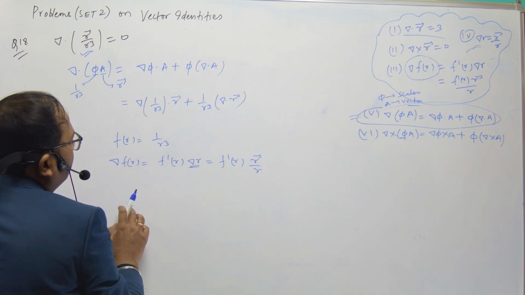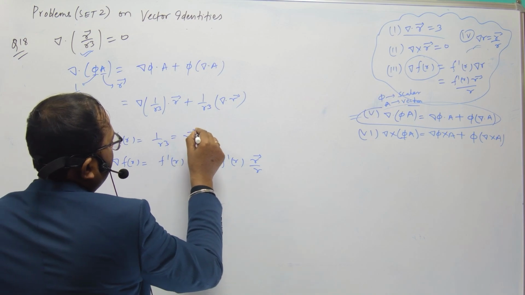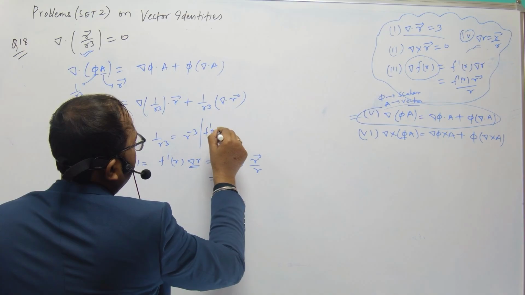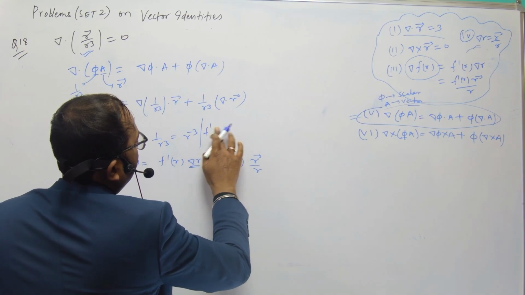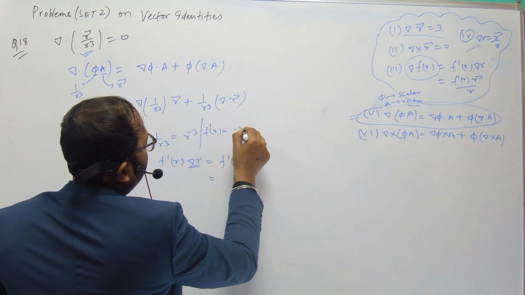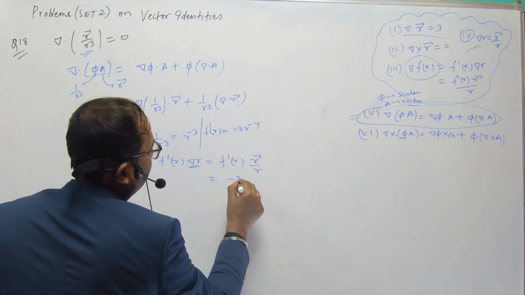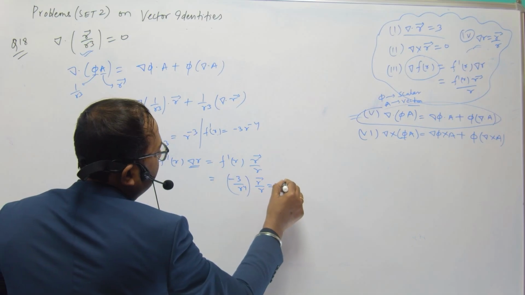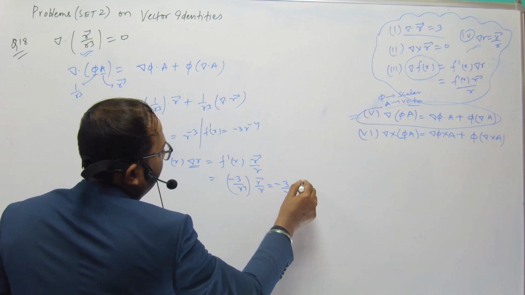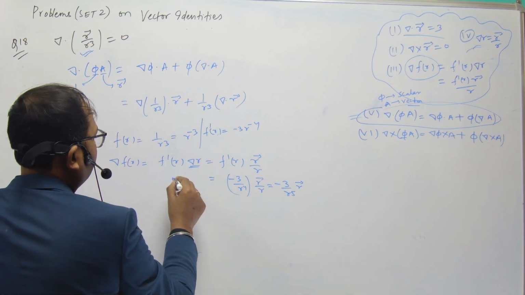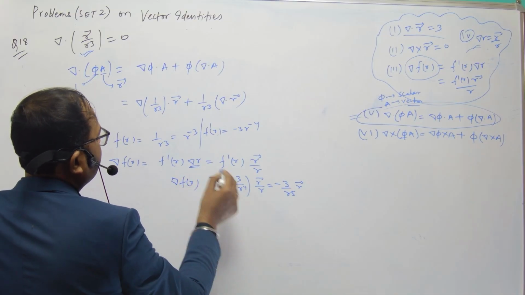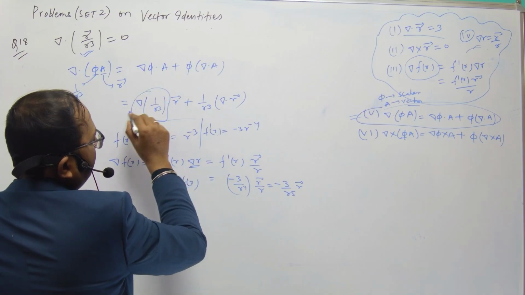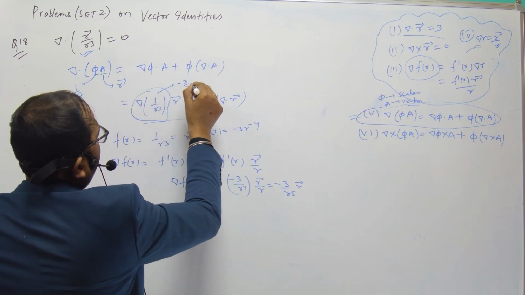So from here, this is equal to r to the power minus 3. f'(r) is minus 3 r^(-4), so minus 3 upon r^4, times r vector upon r, that is minus 3 upon r^5 r vector. Okay, this is del of f(r). Let us place the value here. We have this value as minus 3 upon r^5 into r vector.